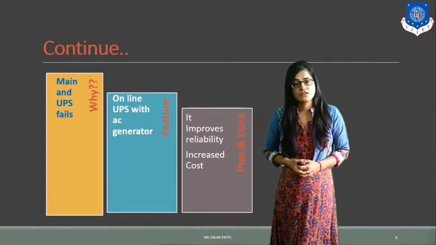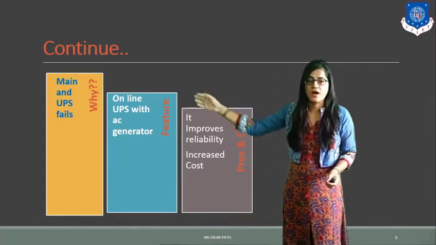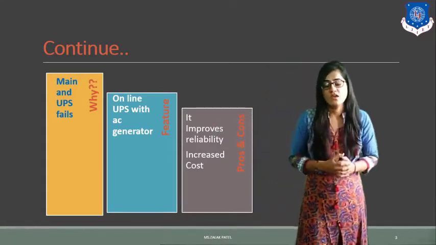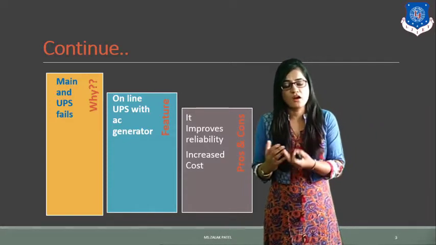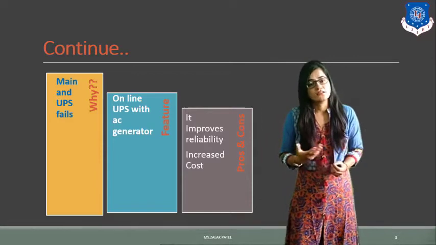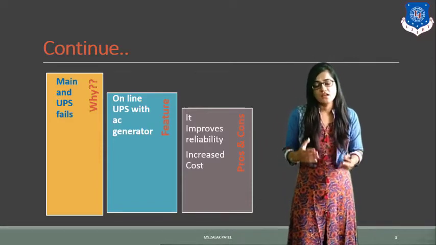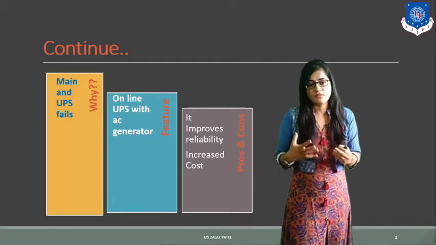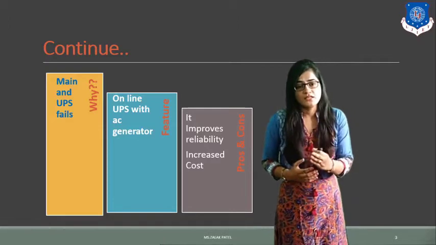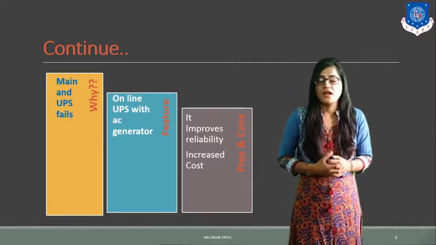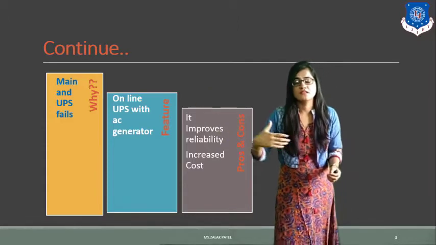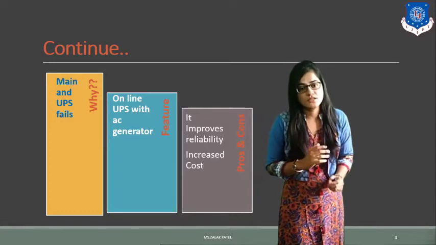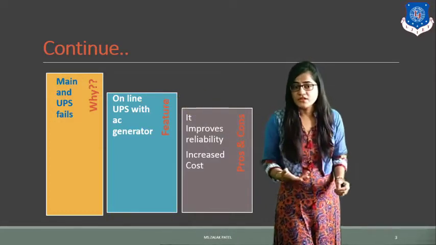So what are the main features and why will it be used? The reason is that if the main supply and the UPS fail at the same time, meaning the AC source that comes from either single phase or three phase fails, and the uninterruptible power supply given by the static switches also fails, then in that case continuous power can be provided by the AC generator. So this is the reason why we use this.